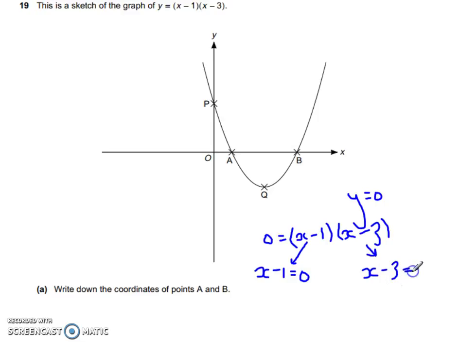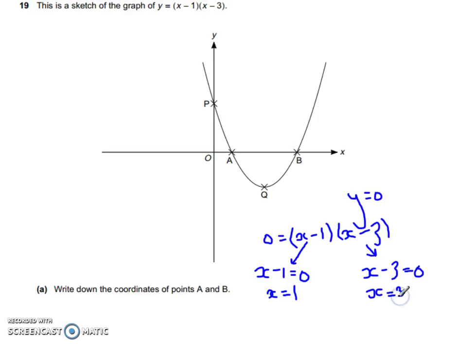So now I've just got two very simple equations here. For this one, I can add 1 to both sides and I'll get x equals 1. And for the other equation, again it's very simple. I need to get rid of this minus 3, so I add 3 to both sides and I get x equals 3.